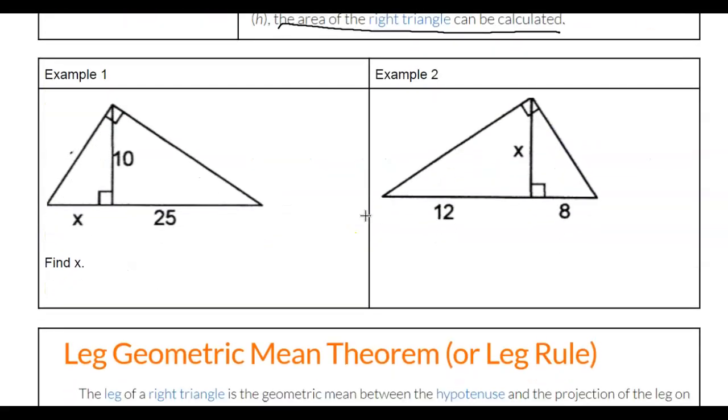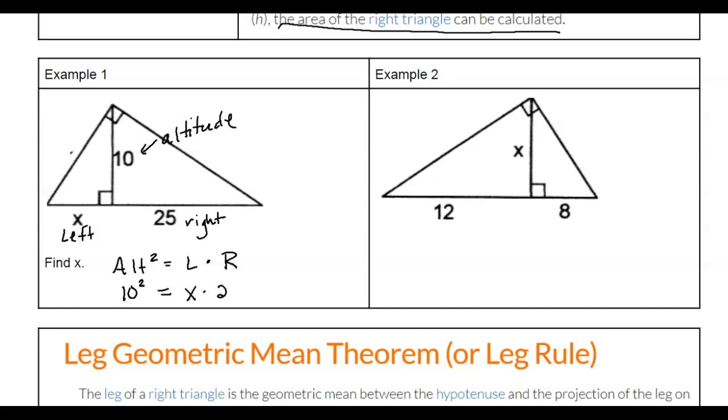All right, so let's do two examples. So on the first one, notice this is my altitude. Altitude. This is my left, and this is my right. Okay, and so because of the formula, there might be some math that we need to simplify. So let's just see. So the formula is altitude squared equals left times right. And if you reverse that order because we're multiplying, it won't make any difference. So altitude squared is 10 squared. My left is x. My right is 25.